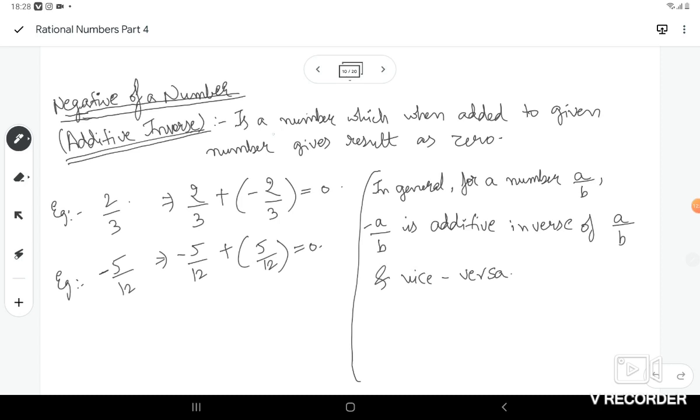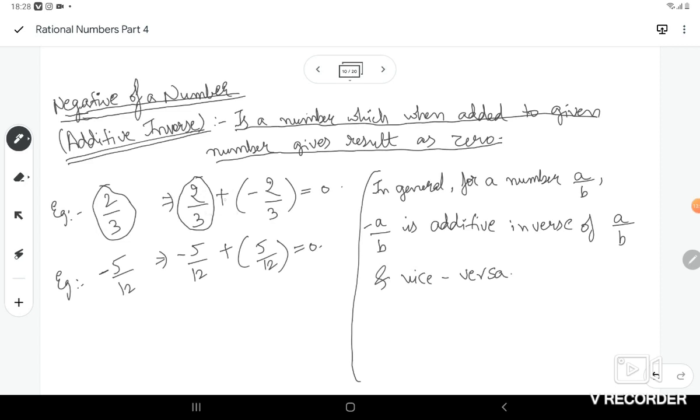So what is the negative of a number? The negative of a number is a number which, when added to the given number, gives the result as 0. So if we are given 2 by 3 as the number and we are asked to find the additive inverse, or the negative, of 2 by 3, we have to add that number such that the result comes out to be 0.